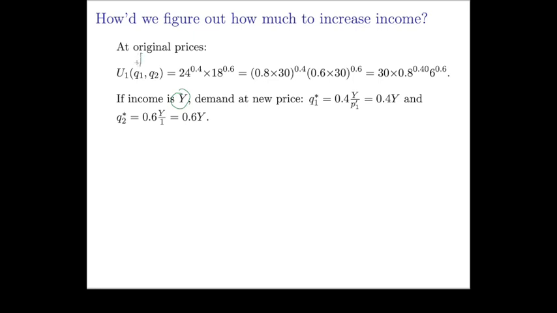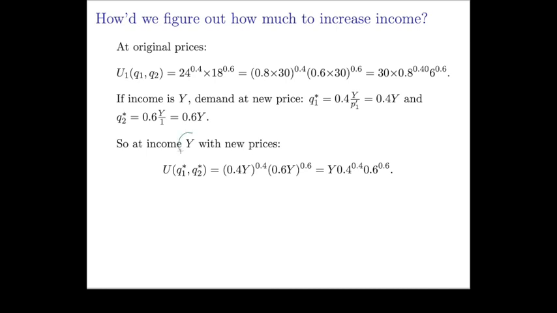Remember, these are the old prices. But now we're going to consider what happens if we suppose that they have this income Y and the prices are P1 prime and Q1. Well, remember P1 prime is 1. So the consumer is going to demand 0.4 times Y of good 1, and they're going to demand 0.6 times Y of good 2.